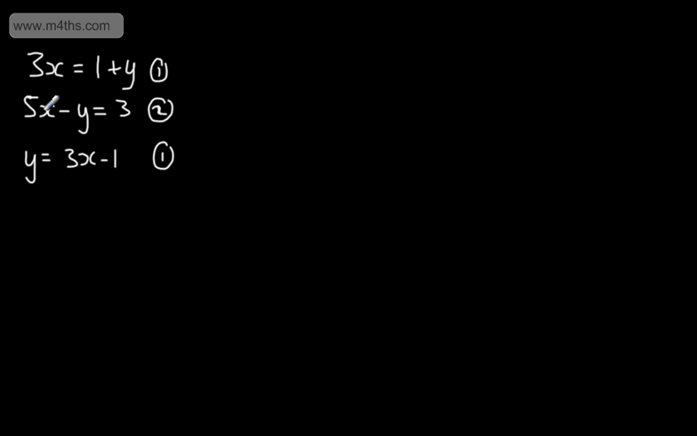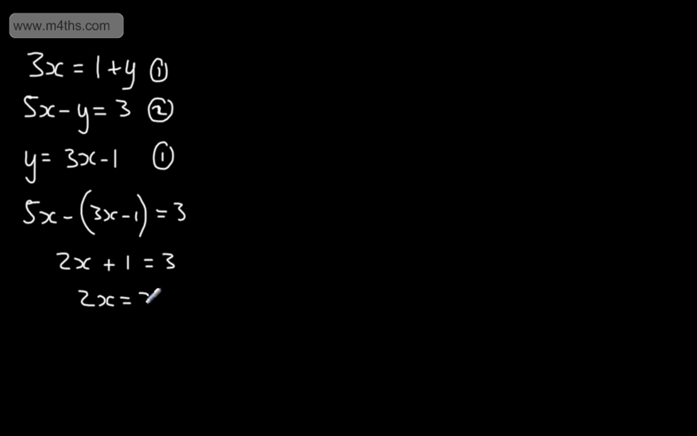What I'm now going to do is substitute that into equation 2 to eliminate the y's. So 5x minus y, well, y is now the 3x minus 1, and that will be equal to 3. So being careful here, we've got 5x minus 3x, which is going to be 2x. We've got minus negative 1, which is going to give me now plus the 1, and that's equal to 3. Subtracting 1 from both sides, 2x is equal to 2, and x is equal to 1.